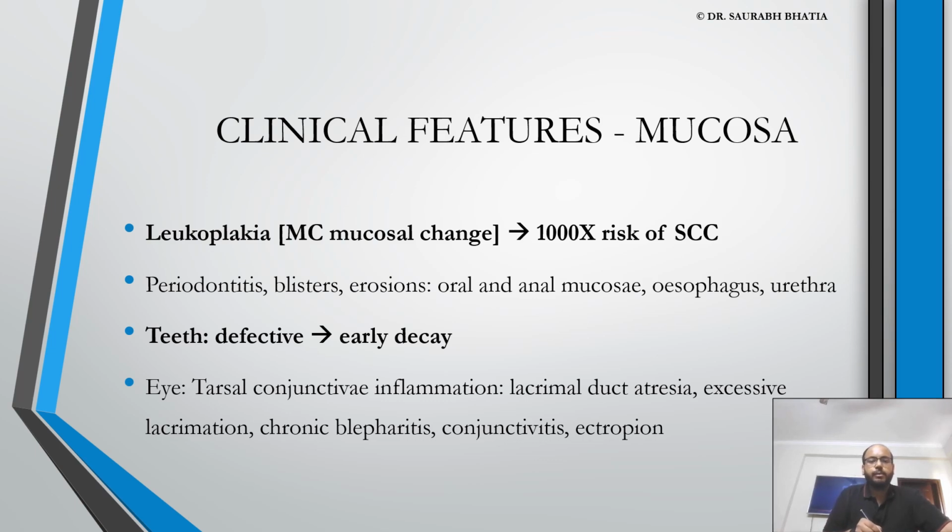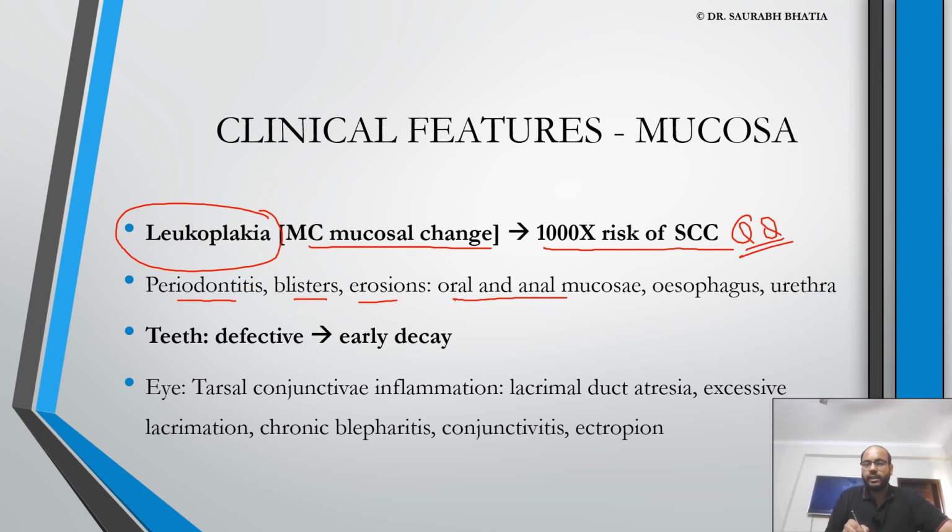In the mucosa, the most common mucosal change is leukoplakia. And this leukoplakia has about 1,000 times the increased risk of developing SCC. And this could be a good quiz question. Okay, 1,000 times increase of SCC. Other features include peritonitis, blisters, erosions in the oral or anal mucosa, esophagus, urethral strictures can also develop.